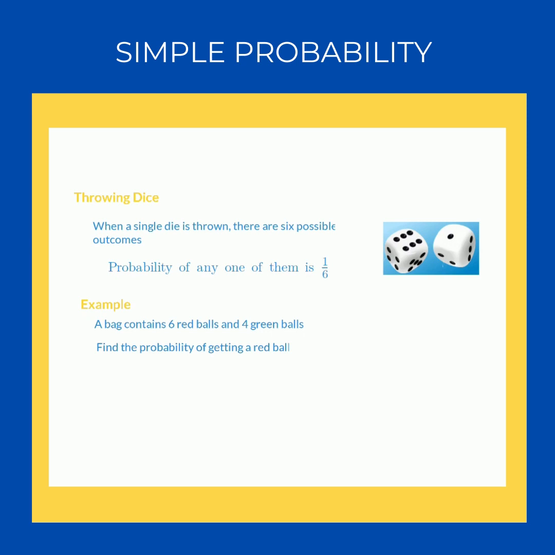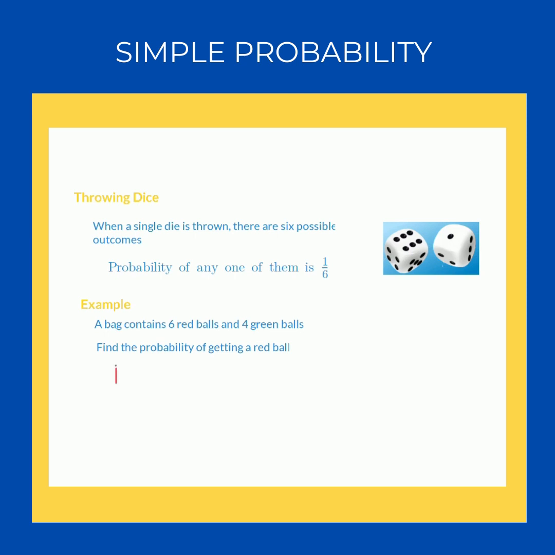Now let's have an example. It says a bag contains 6 red balls and 4 green balls. Find the probability of getting a red ball. So again, what's P of red?